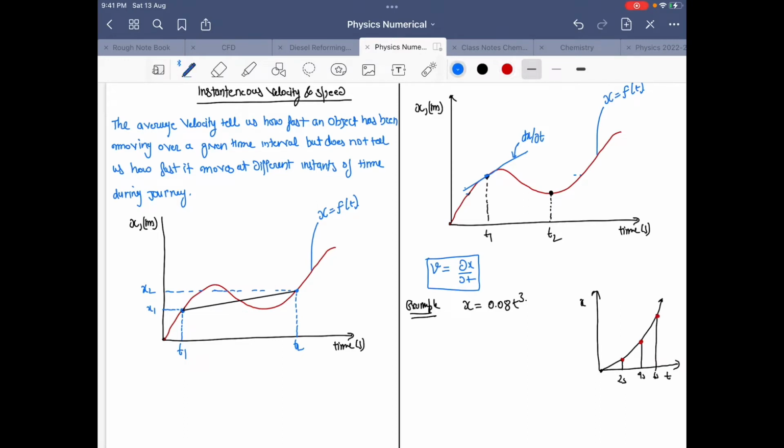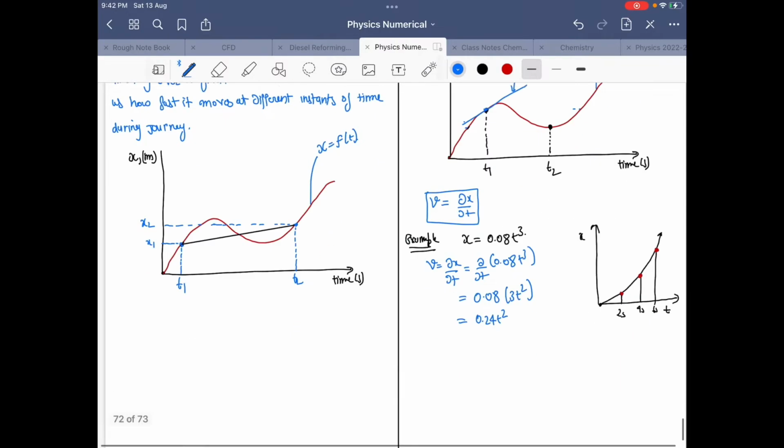So how will you find it? You just have to take the derivative of x with respect to time. So what will be the derivative? Velocity equals dx by dt. The derivative will be, for 0.08 t cube, 0.08 times 3t square. So this will come out to be 0.24 t square.